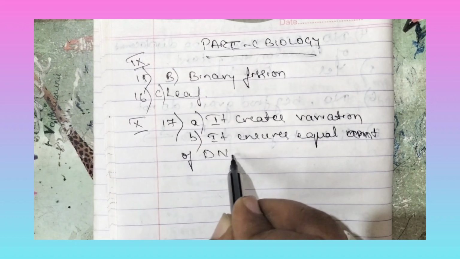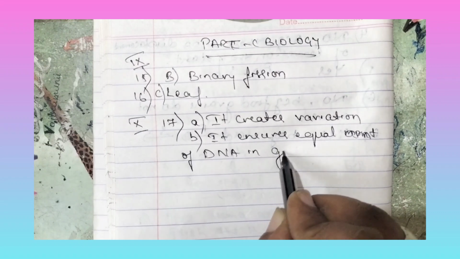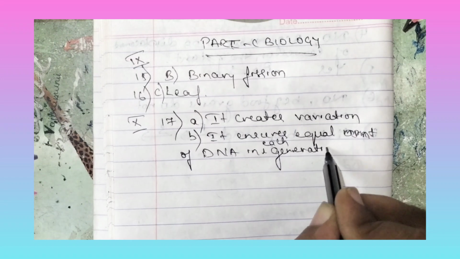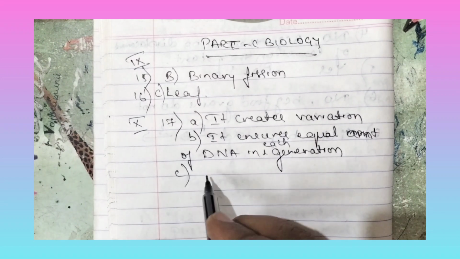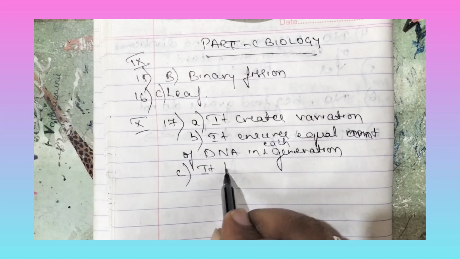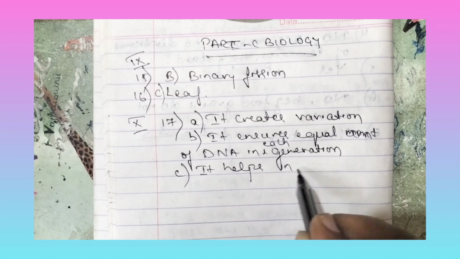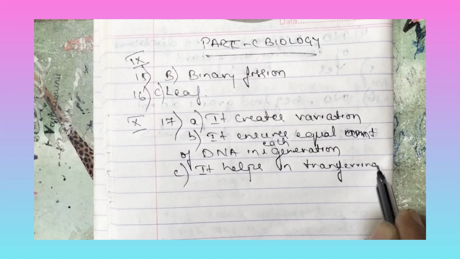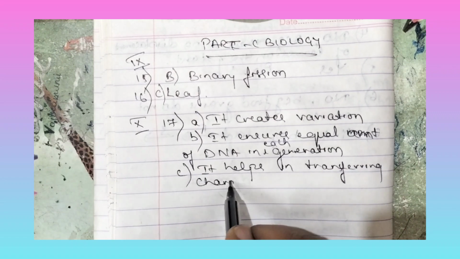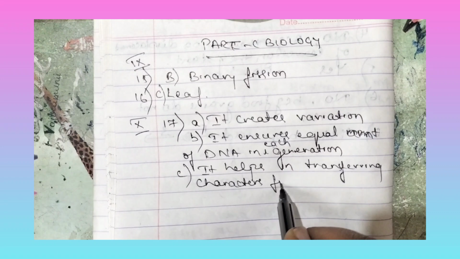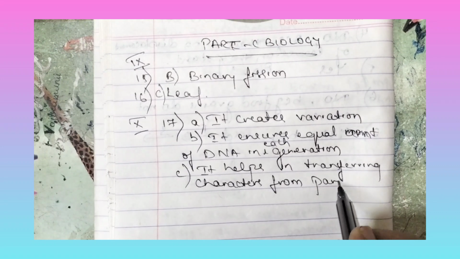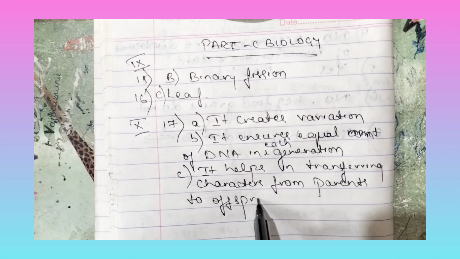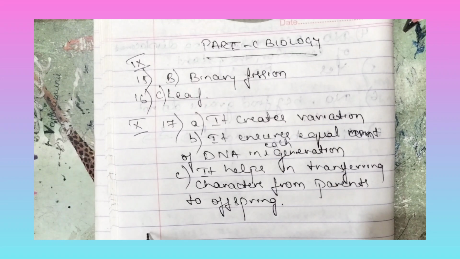DNA copying ensures equal amount of DNA in each generation. So equal amount of DNA should be there in each generation. And the third one is that it helps in transferring characters from parents to offspring. So for these reasons, DNA copying is required.